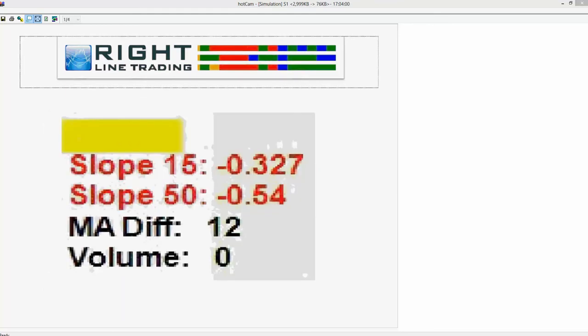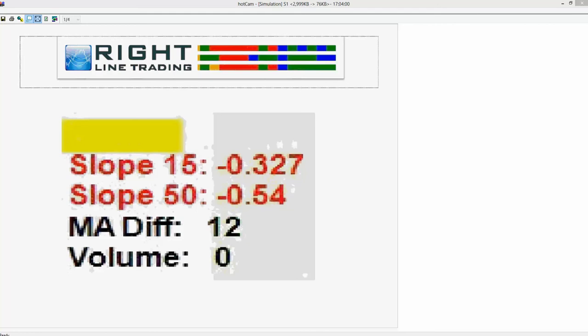Now you're going to see this indicator in the upper left-hand corner. It has what's called the MA diff. And we also have a volume indicator, which actually ticks off the number of contracts traded as the day progresses. It gives us a really good feel for volume, and we do want to have some decent volume in order to get good follow through.